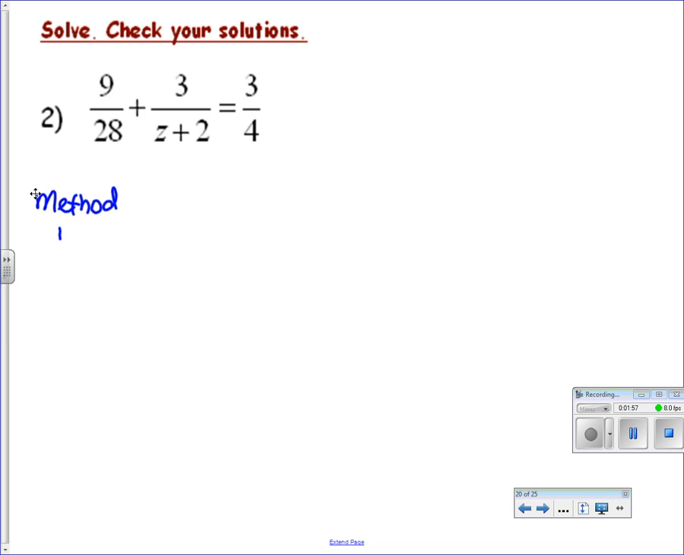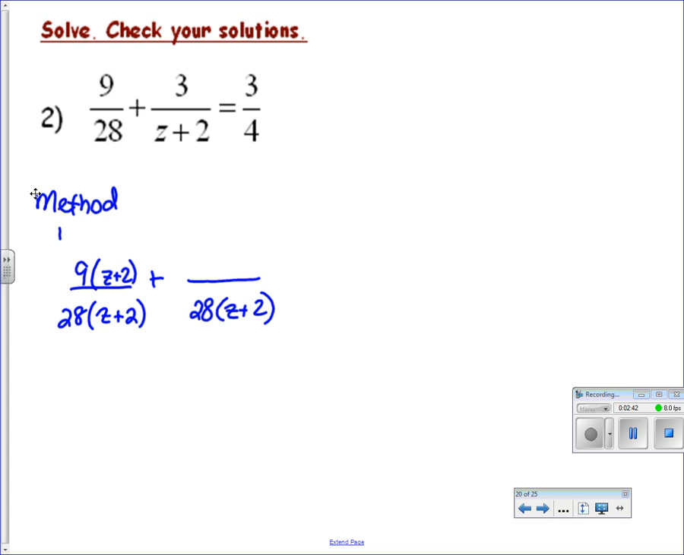For the first one, I look for a common denominator, because remember, we're adding, and we learned in adding and subtracting that we need a common denominator. In method 1, I'm just going to look at these 2. This would be my common denominator: 28 times z plus 2. The 9 stays in the numerator, and we need to multiply the numerator by the z plus 2, because that wasn't in the denominator before, and now it is.